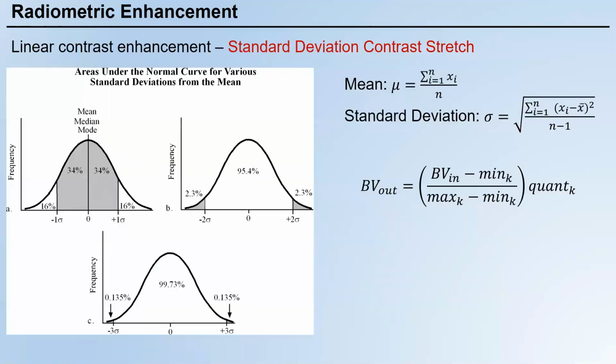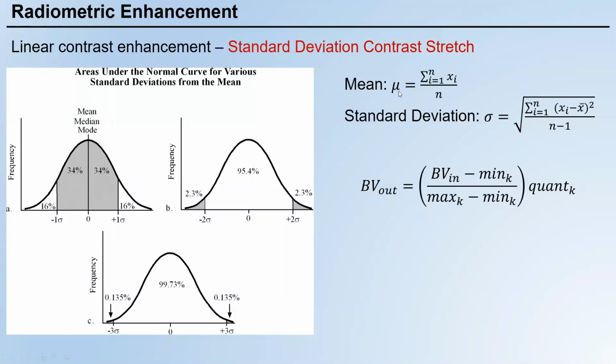Okay. So the next method here is also linear, but we do not use min and max values to do the stretch. We use standard deviation to do the stretch. Mean and standard deviation are very fundamental concepts in statistics. In the context of a remote sensing image, they are the mean and standard deviation for all pixels in one image.